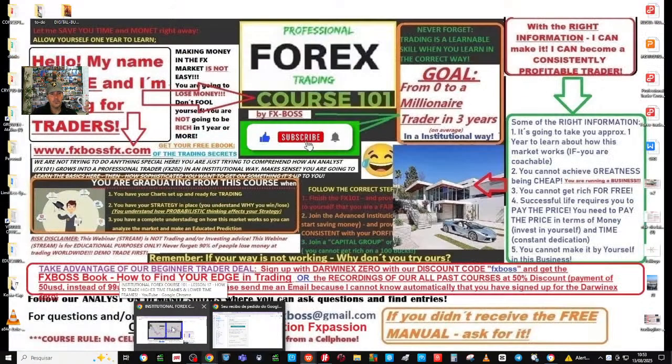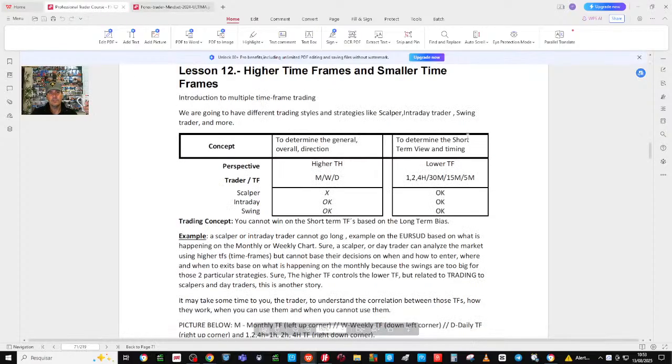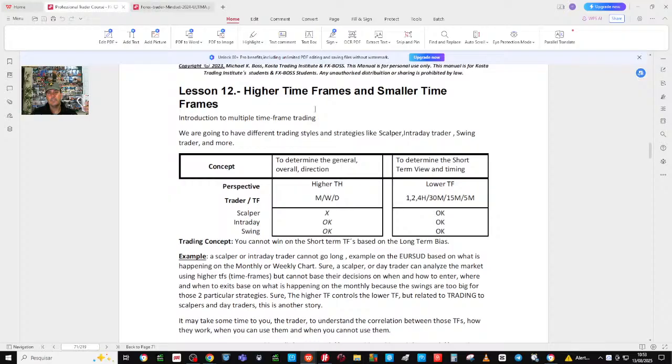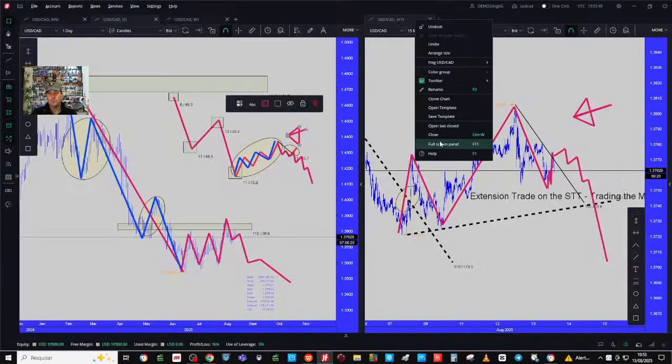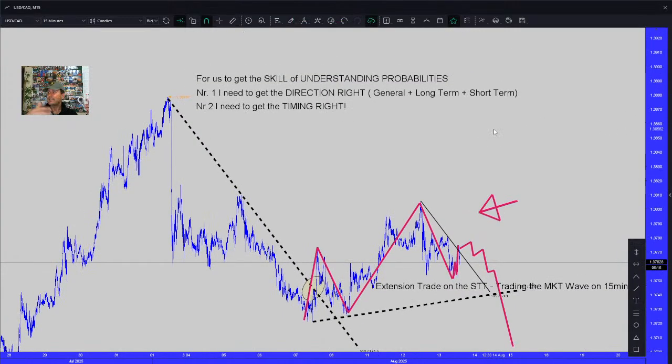And where we are here. Okay, everybody, give me a second. This is from the manual anyway. So it's higher time frames and smaller time frames. And as we are learning here, everybody, we're going to work on this over a few classes, alright? It's not one class. We're trying to learn, number one, direction.